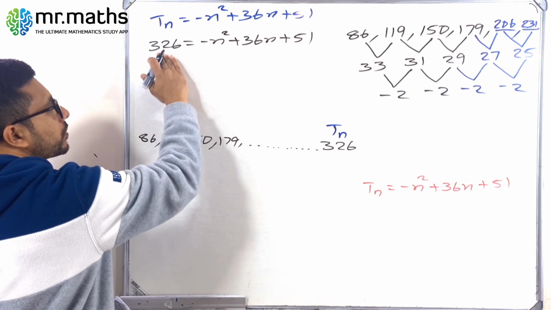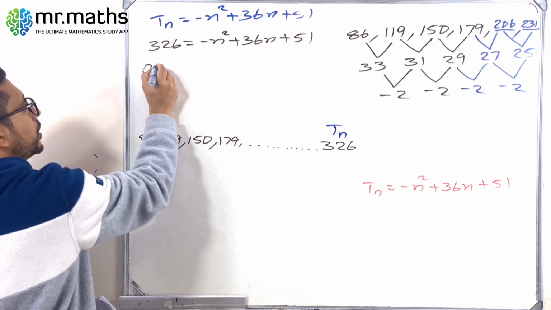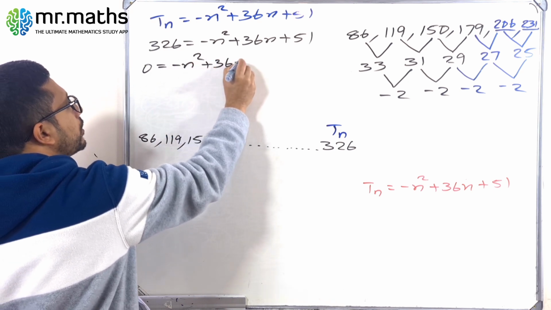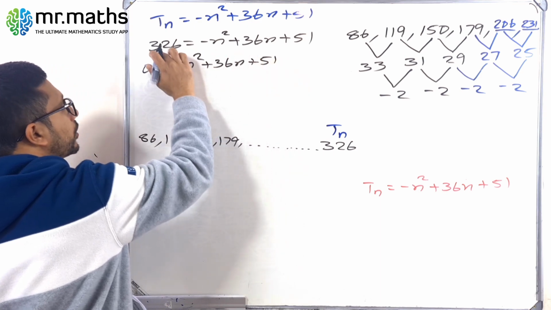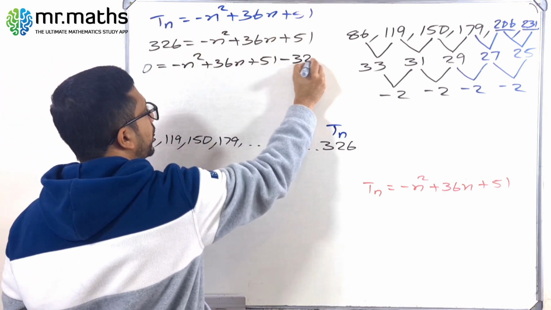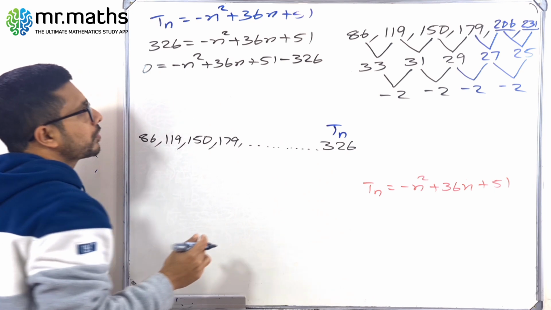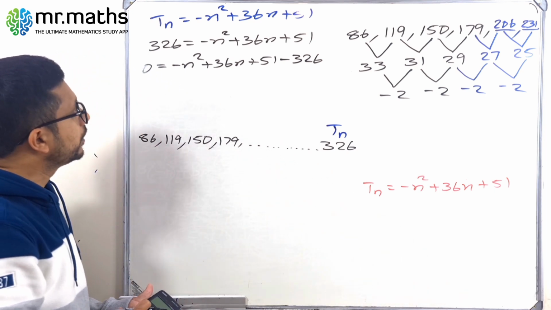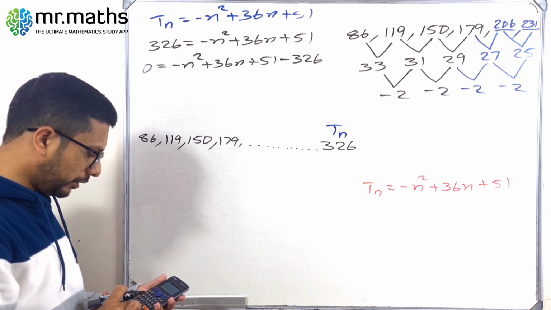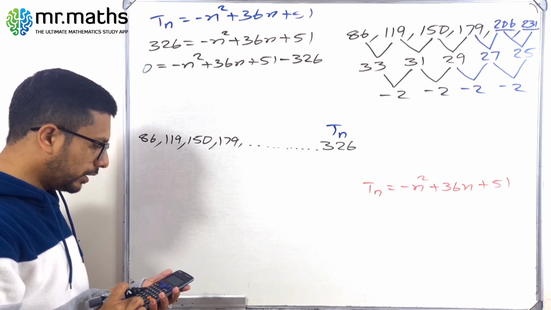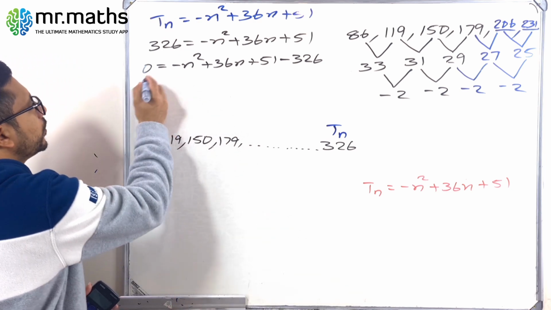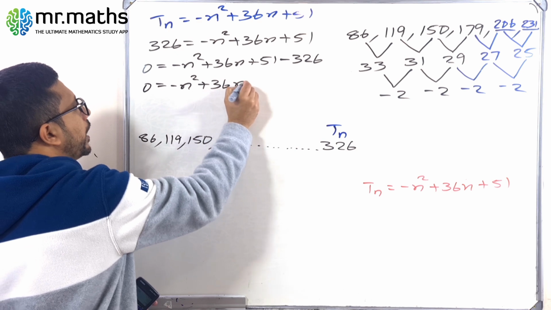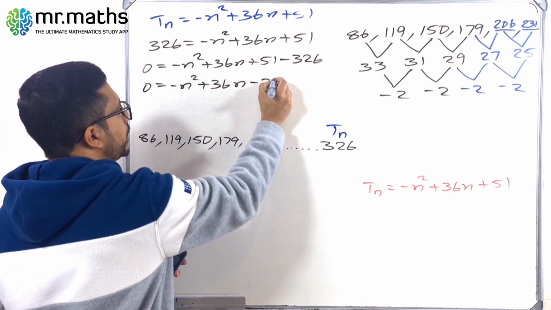So let's take this one to the other side. So it is 0 is equal to minus n square plus 36n plus 51, and this one on the other side is minus 326. So what is 51 minus 326? That is minus 275. Okay, so 0 is equal to minus n square plus 36n minus 275.